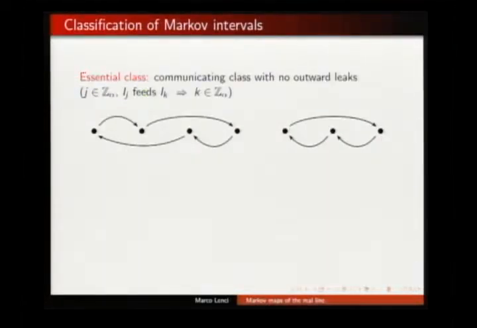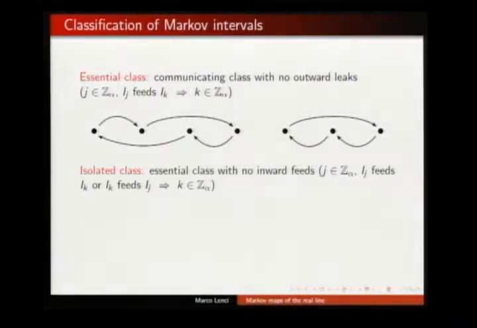An essential class is a communicating class which has no outward leaks. So in this case, you have two essential classes. An isolated class is an essential class which has no outward leaks and also no inward feeds. So in this case, you also have two isolated classes. But if you add this feed there, then you have one terminal class, which is this one, and then you have this thing which is not an essential class anymore, because now you do have leaks outside. So in this case, you have a terminal class and a basin of attraction for your terminal class.